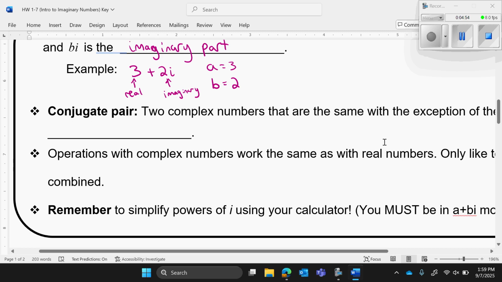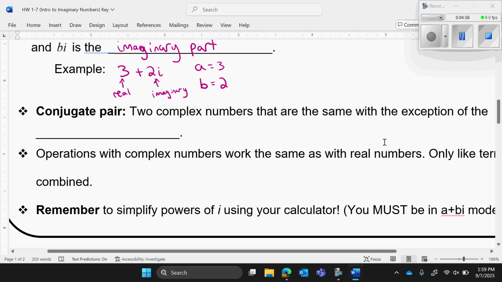Now, when we start solving equations that involve imaginary numbers, you're going to notice that all solutions, if you're dealing with imaginary numbers and complex numbers, come in pairs. They have partners, and those pairs are called conjugate pairs. They are two complex numbers that are the same with the exception of the imaginary part.